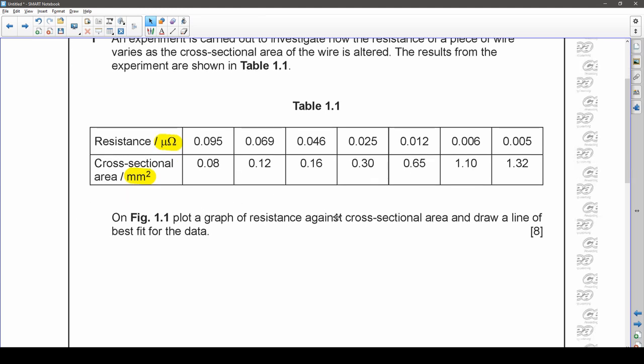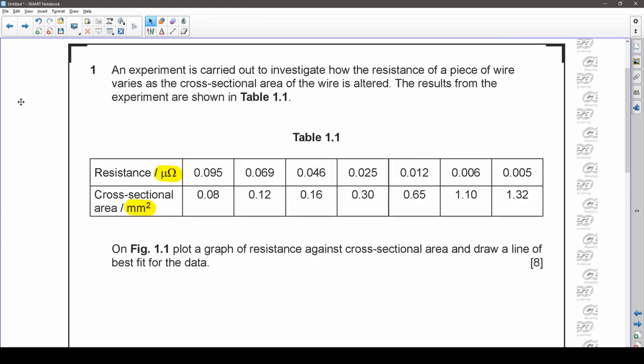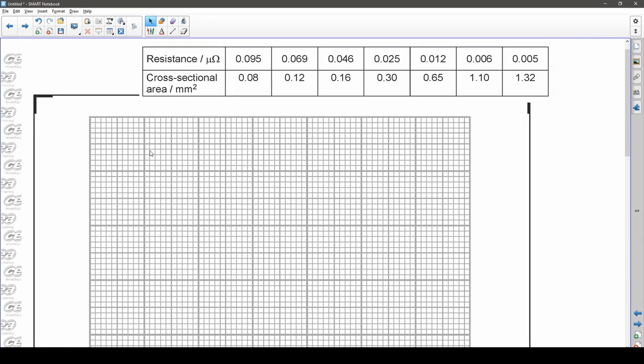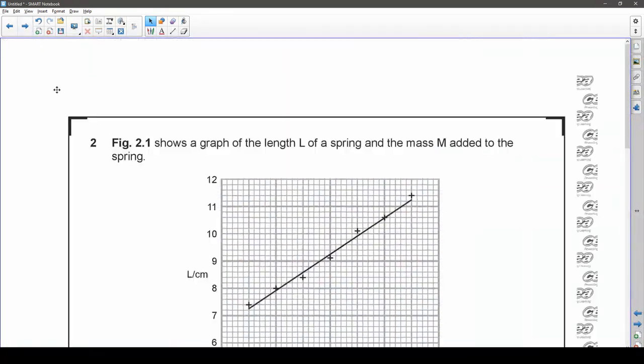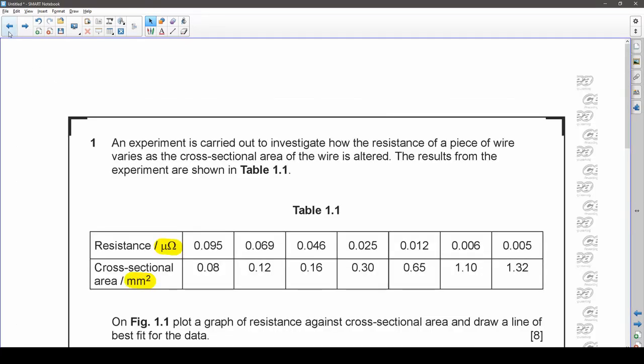On figure 1.1, plot a graph. Okay, so we're going to have to plot a graph first. So we're going to flick to that. There's my graph page, and I've copied across the little table. And then after that, we go on to question 2. So there's no follow-up question from this. This is just question 1. Kind of an easy starter. Get yourself 8 marks for a graph.